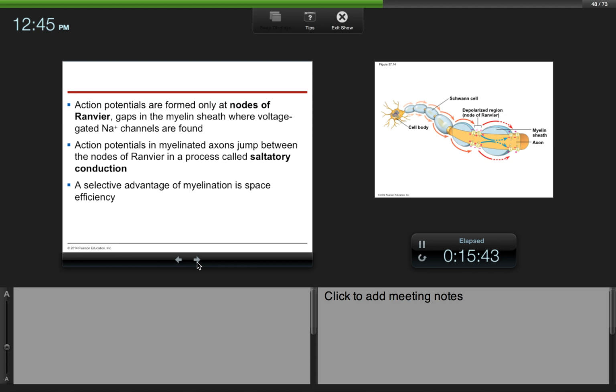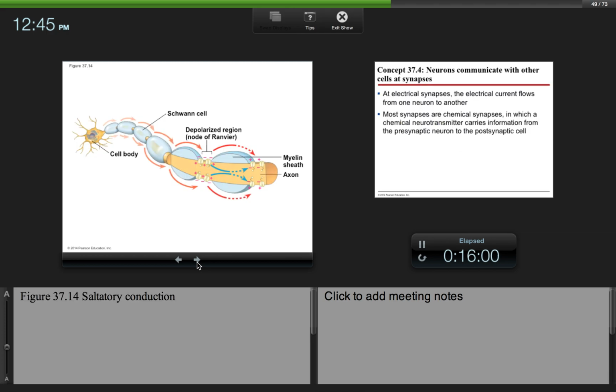Action potentials are formed only at nodes of Ranvier, gaps in the myelin sheath, where voltage-gated sodium channels are found. Action potentials in myelinated axons jump between the nodes of Ranvier in a process called saltatory conduction. A selective advantage of myelination is space efficiency. Okay, so here's a picture of that. Here's your axon hillock, where the action potential gets generated, and then it jumps from node to node. Okay, and that allows the electrical impulse to fire very quickly.